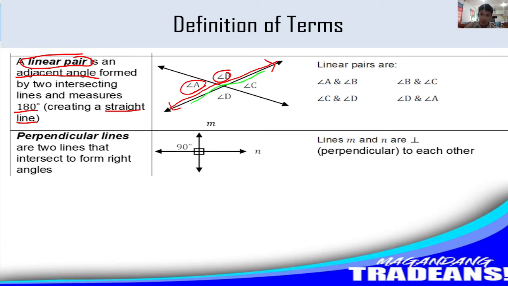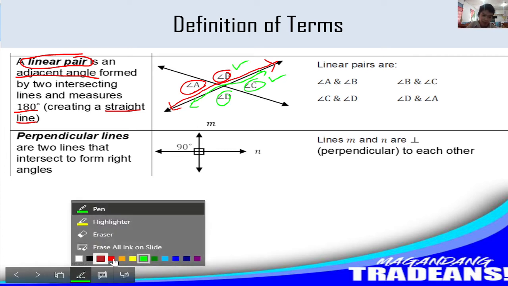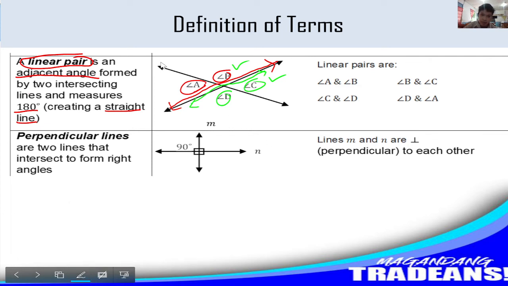Ayan. So, pasensya na sa aking pagka-drawing kasi po medyo hindi talaga ako gumagamit nitong ruler. Hindi ako gumagamit ng ruler ngayon. Okay. What about si angle B and angle C? Naka-create din po sila ng straight line. Ito po. Draw ko. So, galing dito, papunta dyan, naka-create sila ng straight line. So, angle pair din po sila na linear pair na tinatawag. Okay? And so on and so forth.